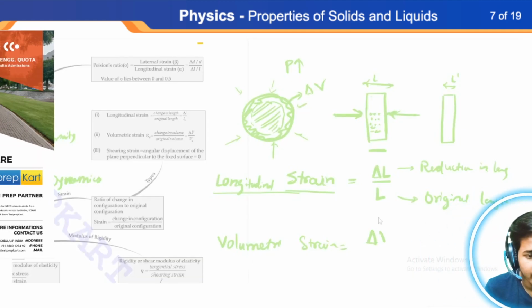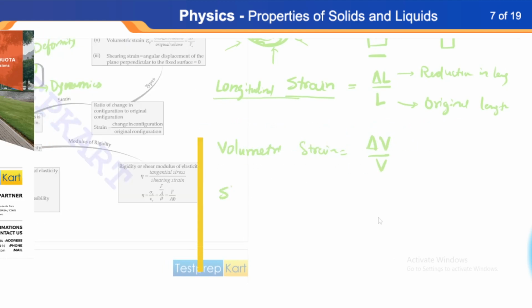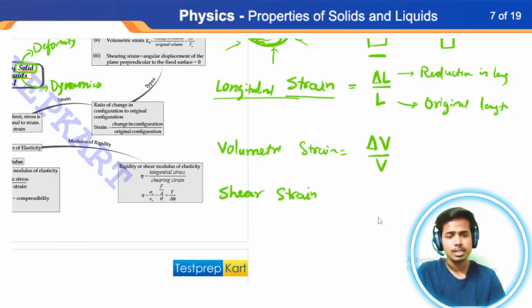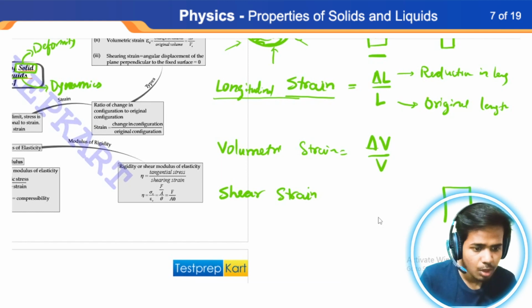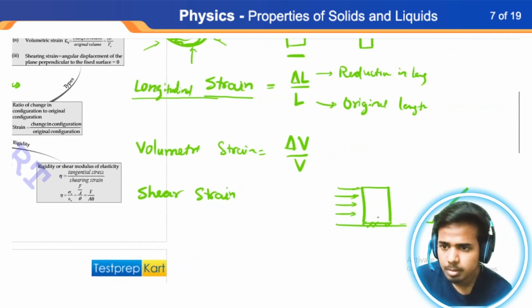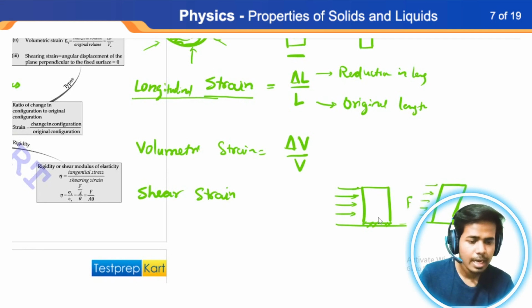So the volumetric strain will be defined in the same manner. And there is another type of strain which is called shear strain. It is a unique one because in this case there is no particular dimensional compression. Let's say there's a block fixed to the ground, and you exert some force on it. After some time it might look something like this, that the whole object, under the application of force, has been tilted.